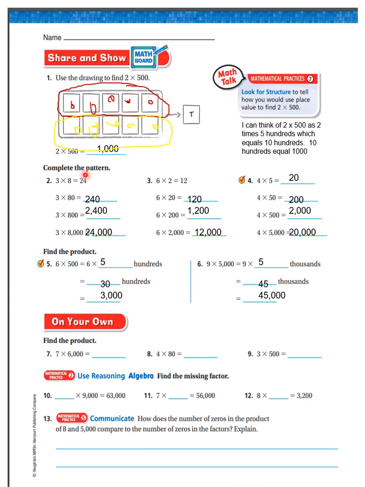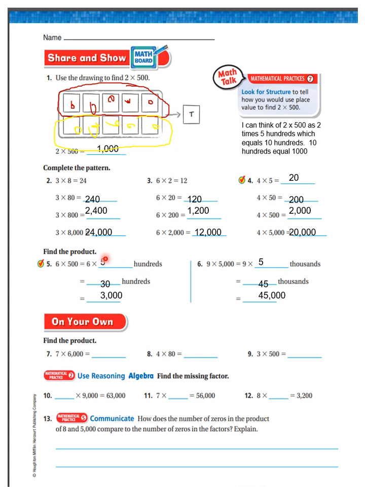All right. It says complete the pattern. 3 times 8 equals 24. 3 times 80 is 240. 3 times 800 is 2,400. 3 times 8,000 is 24,000. Adding those zeros to the basic fact. 6 times 2 is 12. 6 times 20 is 120. 6 times 200 is 1,200. And 6 times 2,000 is 12,000. 4 times 5 is 20. 4 times 50 is 200. 4 times 500 is 2,000. And 4 times 5,000 is 20,000.